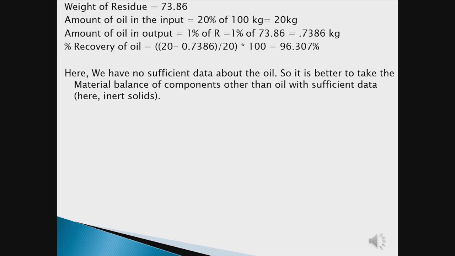Now for the percentage recovery of oil. Our aim is to find the percentage of recovery of oil in the seeds, which is what our question was. To find it, we subtract the amount of oil in the output from the amount of oil in the input, divide by the amount of oil in the input, and multiply by 100, because it should be a percentage. So (20 minus 0.7386) by 20 into 100 gives 96.307%. That means 96.307% of the oil is being recovered.